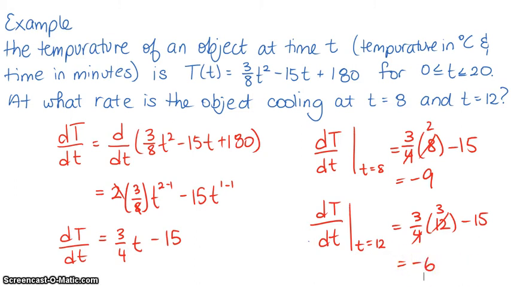Now in this particular example, we also have to consider our units. Temperature is in degrees Celsius, and time is in minutes. So this would be negative 9 degrees Celsius per minute.